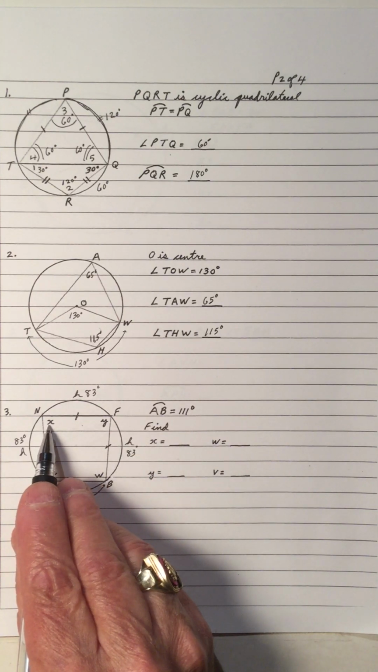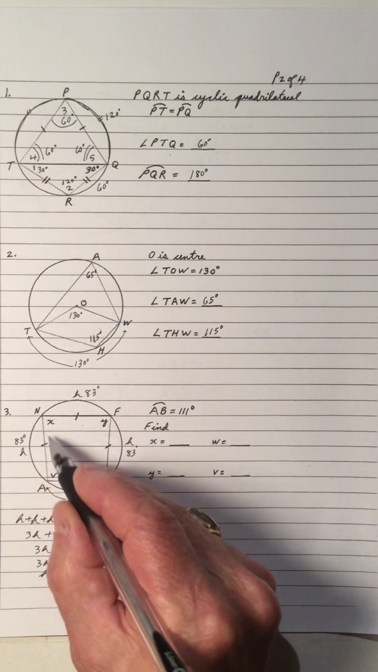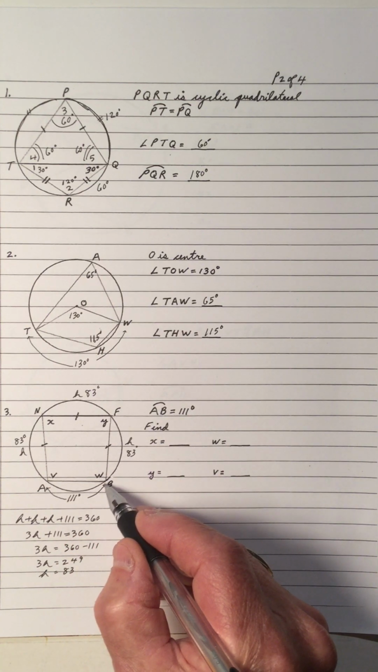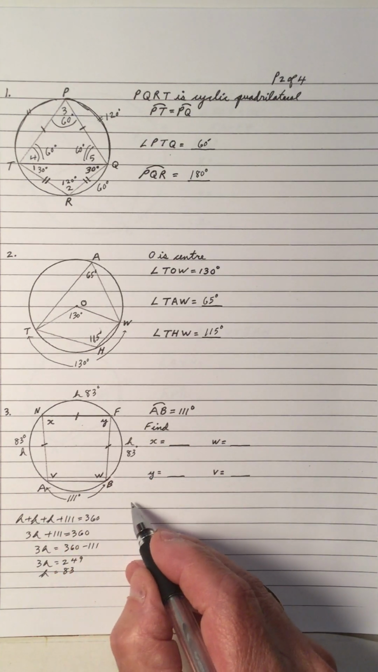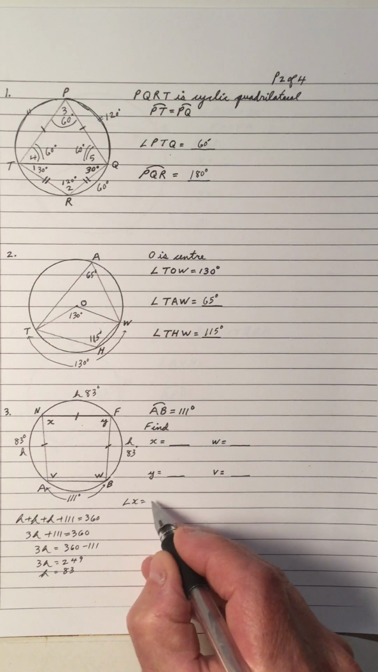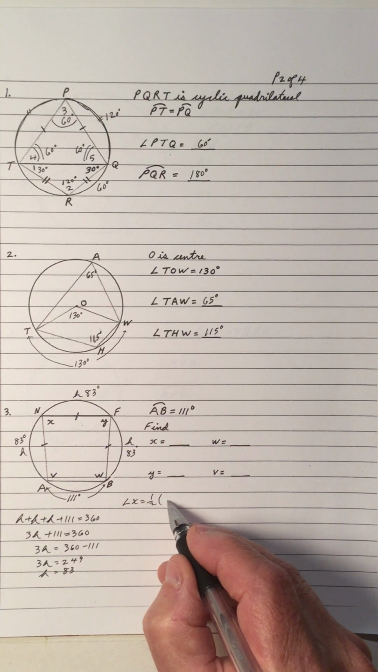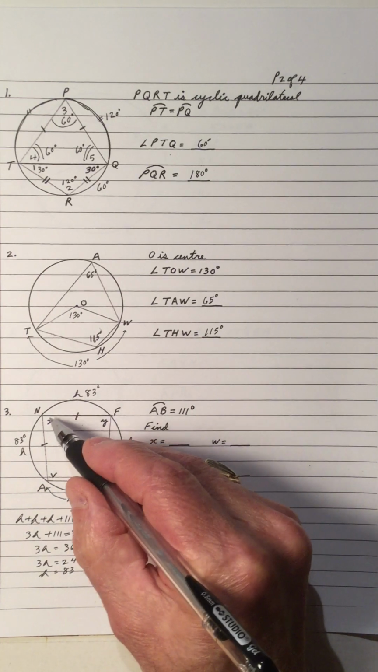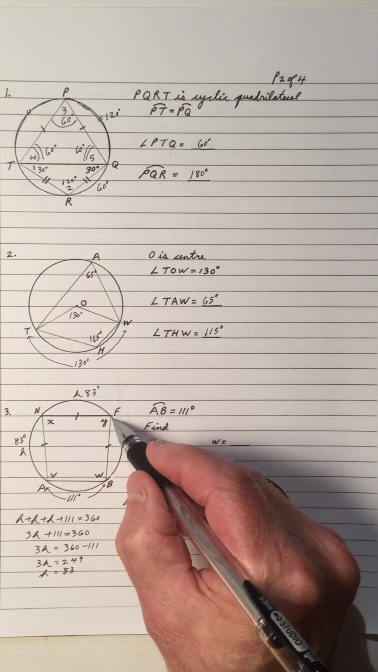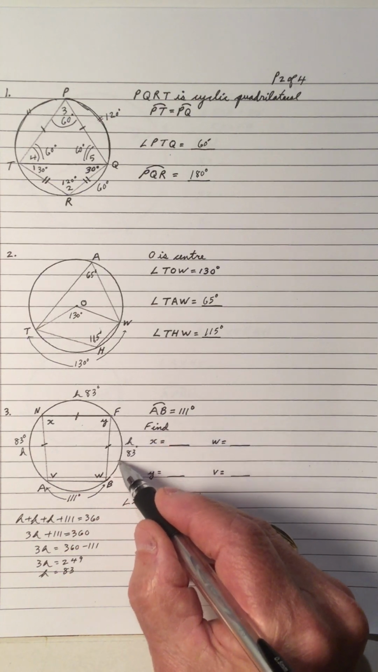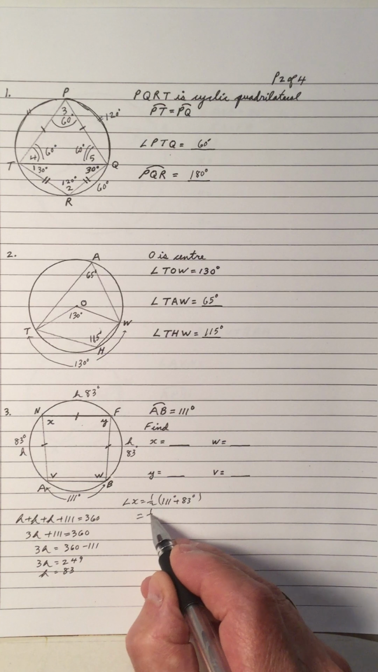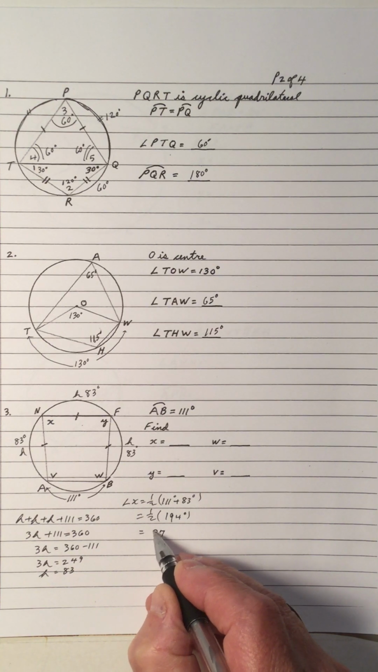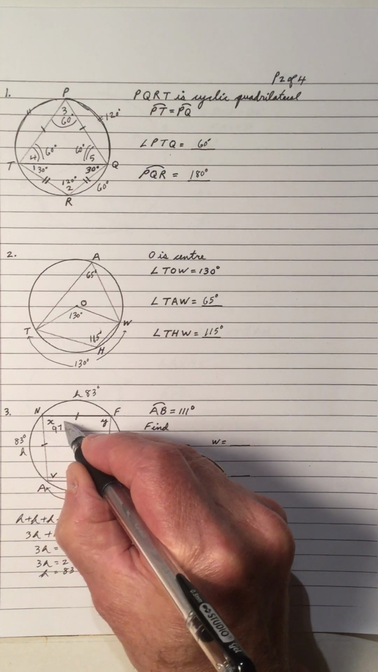So I want to find what X is. X is this angle here, an inscribed angle intercepting this arc right here, FBA. So angle X is half of the intercepted arc, and that's made up of 111 plus 83 degrees. So this angle, FNA, is intercepting this arc, FBA, so it's going to be half of the sum of those two arcs. So that's half of 194, and that's 97. So angle X is 97 degrees.